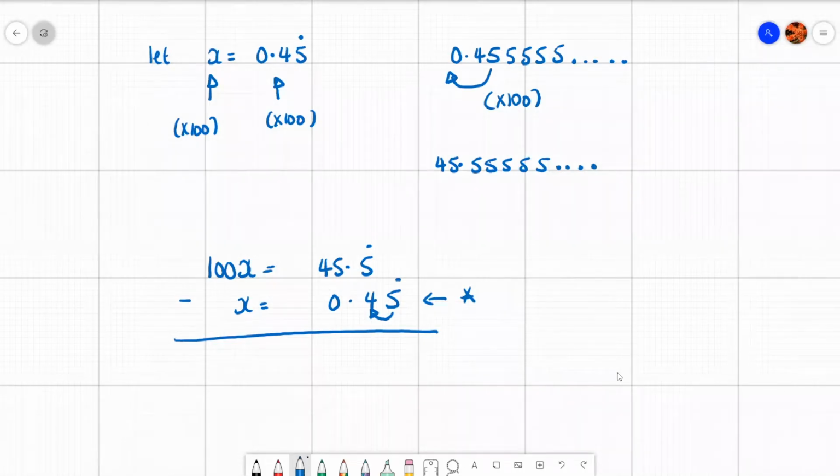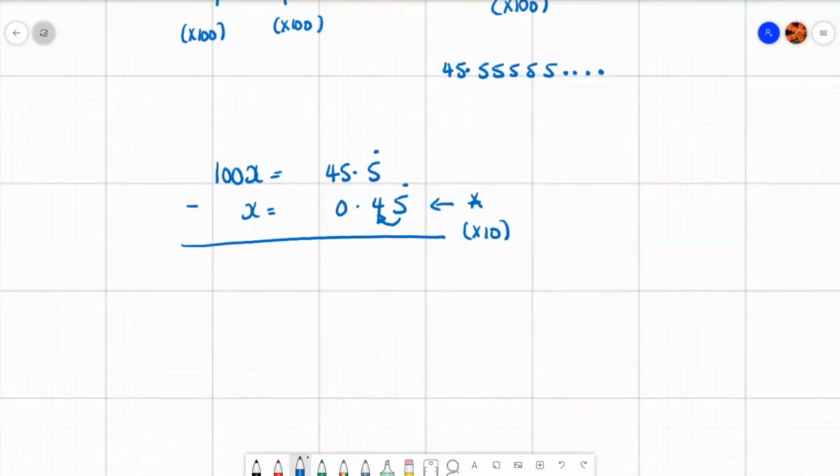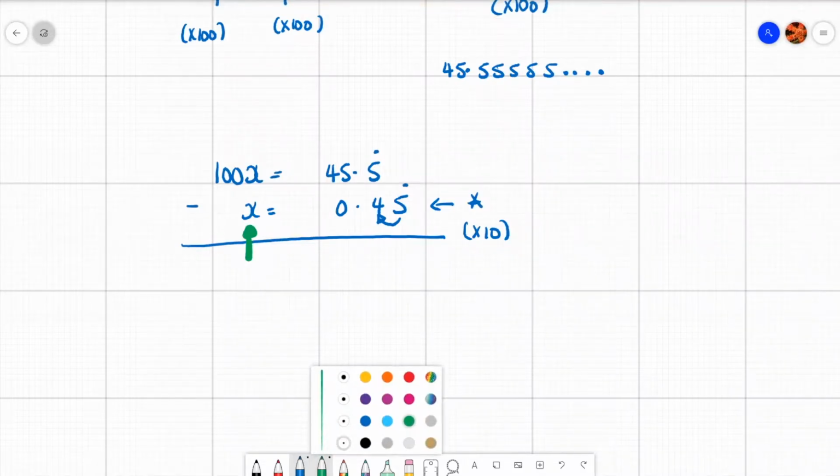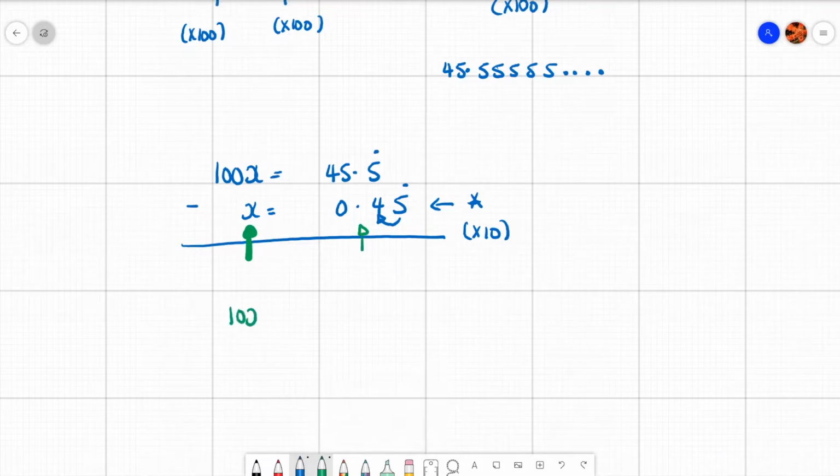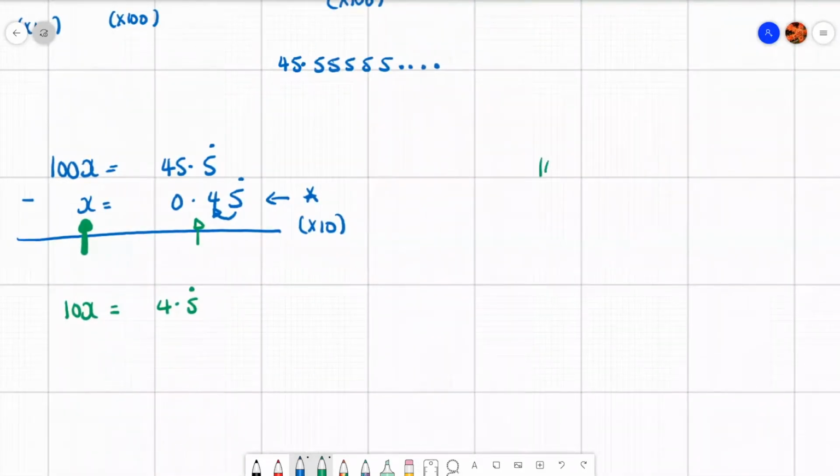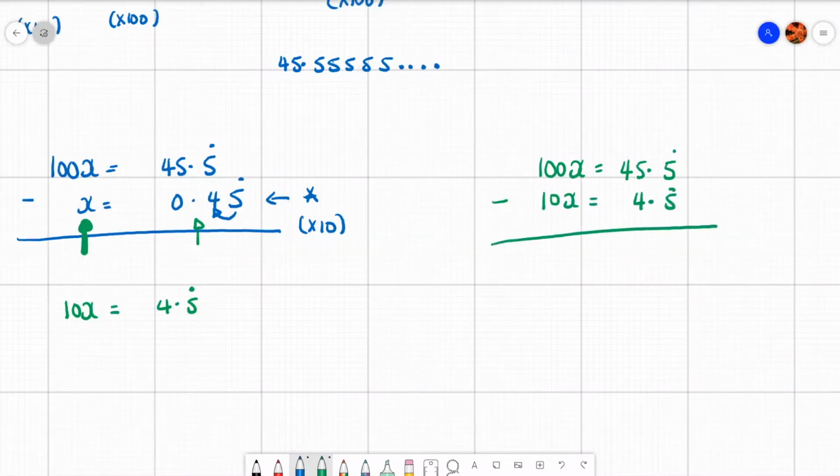So what I can do is times this one by 10. If I times that by 10, I get 10x here, and I get 4.5 recurring there. Now, you'll see what I mean. I'm going to write 100x equals 45.5 recurring, and I'm going to subtract 10x equals 4.5 recurring. And you can see that the recurring decimals are underneath each other now, and I can cancel them.